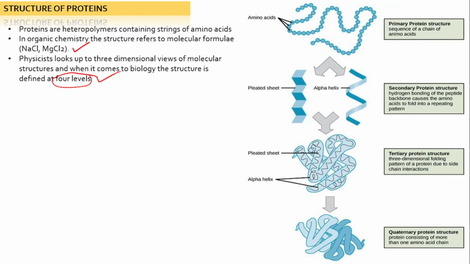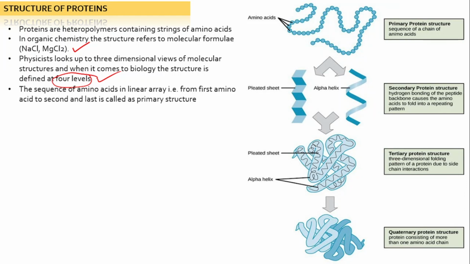We discuss that in the image. The sequence of amino acids is a linear array, from the first amino acid to the second and up to the last, called the primary structure. Here we have a chain-like structure of the protein, with a number of amino acids joined together. Primary protein structure means the sequence of a chain of amino acids.